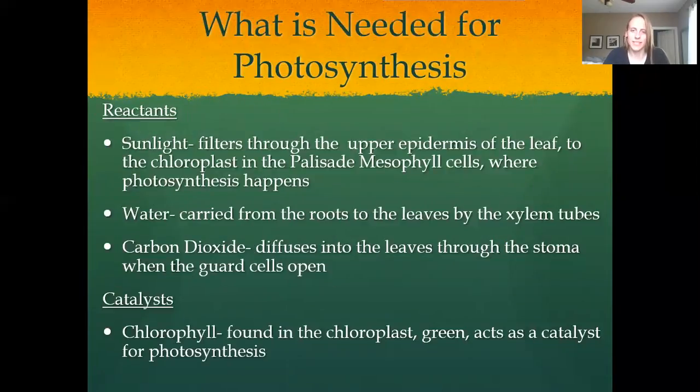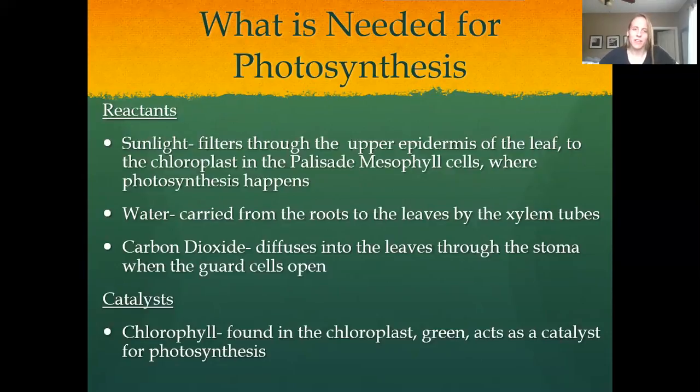In order for photosynthesis to happen, you do need the sunlight to filter in through the upper epidermis and get to the palisade mesophyll cells where the chloroplast is. You also need water to be carried up from the roots. The water is absorbed by the root hairs in the roots and then gets transported from the xylem tubes up to the leaf. And then you have the carbon dioxide that is going to diffuse in through the stoma when the guard cells are open, through the spongy mesophyll until it gets to the palisade mesophyll as well.